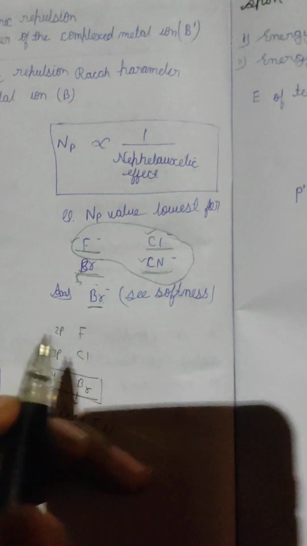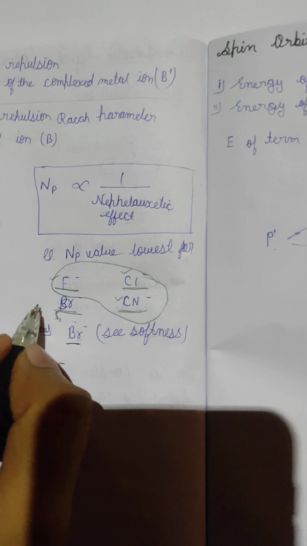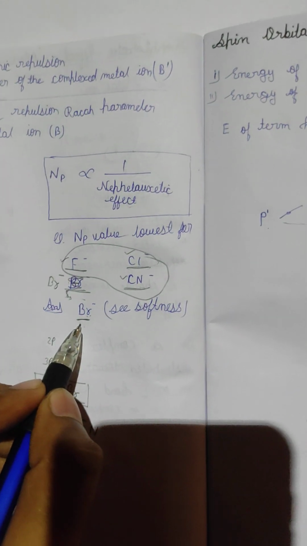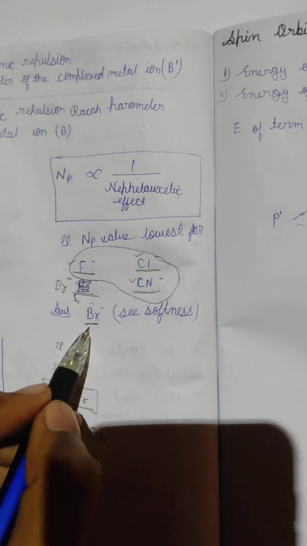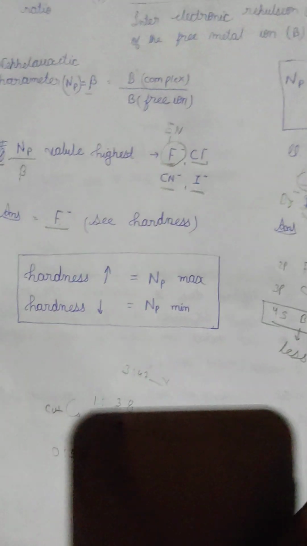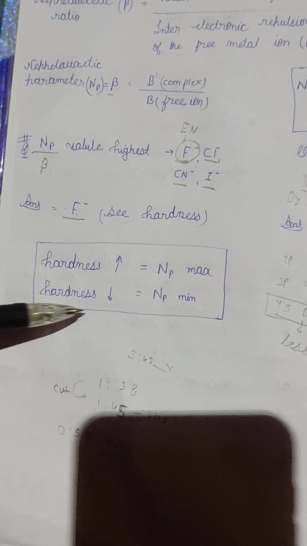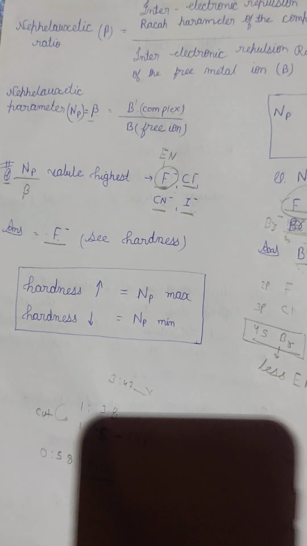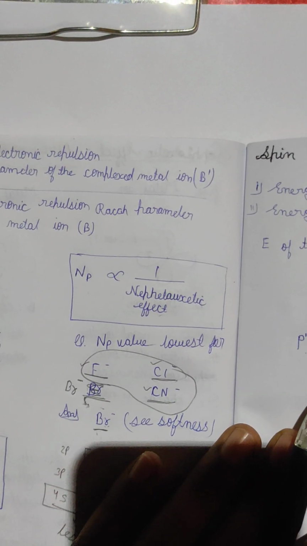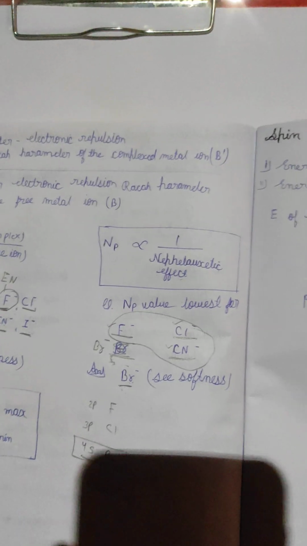And when we see here, among these four ions, bromine has the lowest electronegativity, so it has the lowest NP value. Or we can say that when the hardness increases, the Nephelauxetic effect value is maximum, and when the hardness decreases, it becomes minimum. And the Nephelauxetic ratio beta is inversely proportional to the Nephelauxetic effect. So thank you friends.